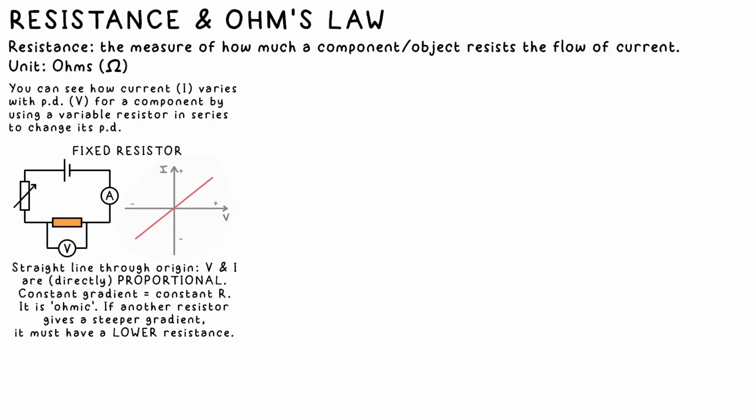This straight line, a constant gradient, shows that a resistor has constant resistance. We say it's ohmic. The steeper the gradient of this line, the lower the resistance of the resistor, as more current is flowing per volt.